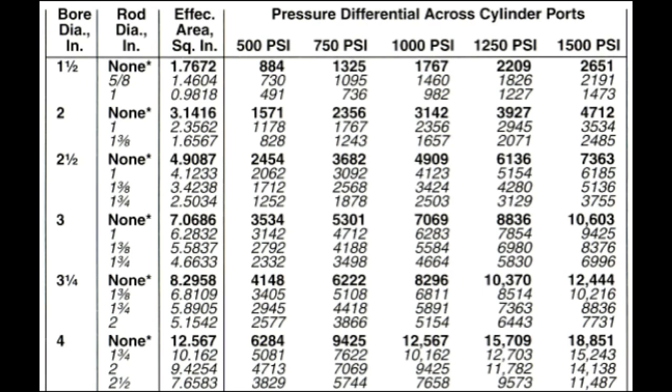So what I'm going to do is prove pressure is force. If you double the pressure to 1500, then look over to the right under 1500 and you see 18,851 pounds of force. So there you see that number doubled. So what that means is if you double the pressure, you double the force.